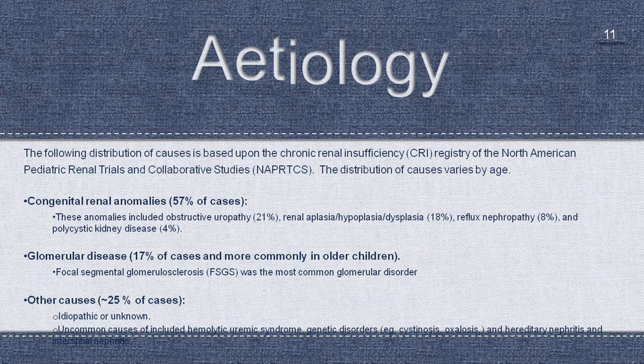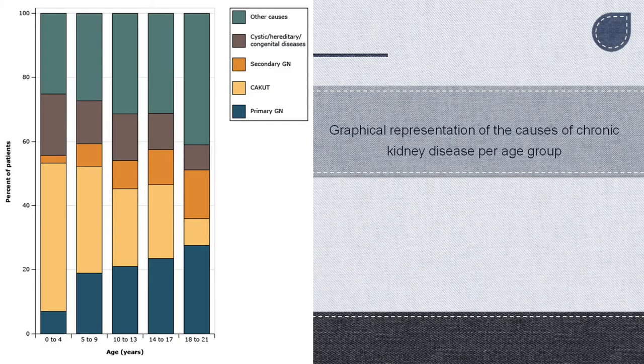Glomerular disease, which is approximately 17% of cases and is more common in older children, includes FSGS and other causes. About 25% of cases may be idiopathic or unknown, and there are other uncommon causes such as hemolytic uremic syndrome, genetic disorders, and hereditary nephritis and interstitial nephritis. Here we see the information represented graphically alongside. It is important to note that this information is gained from American studies, as no good studies in South Africa or within the African population have been reported.